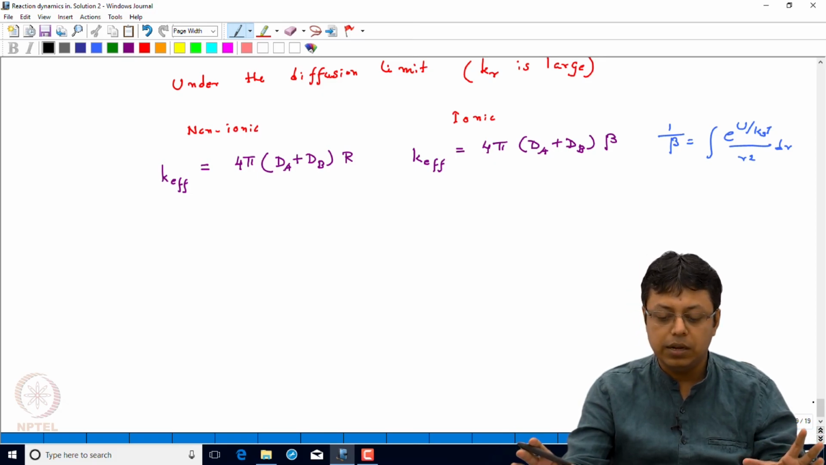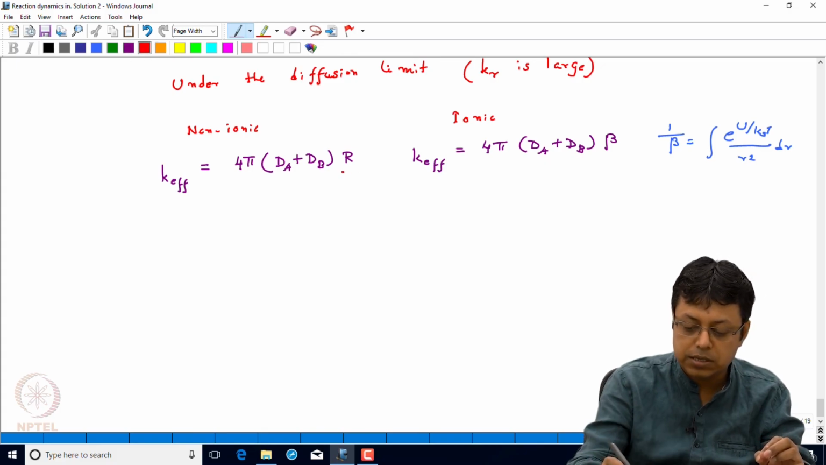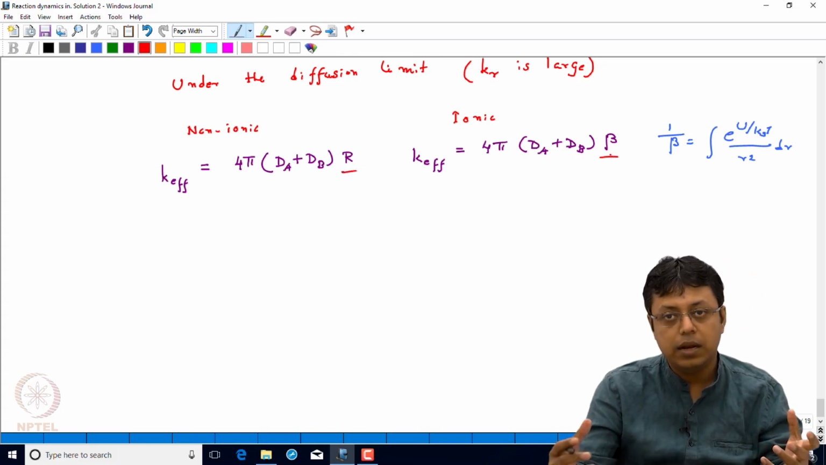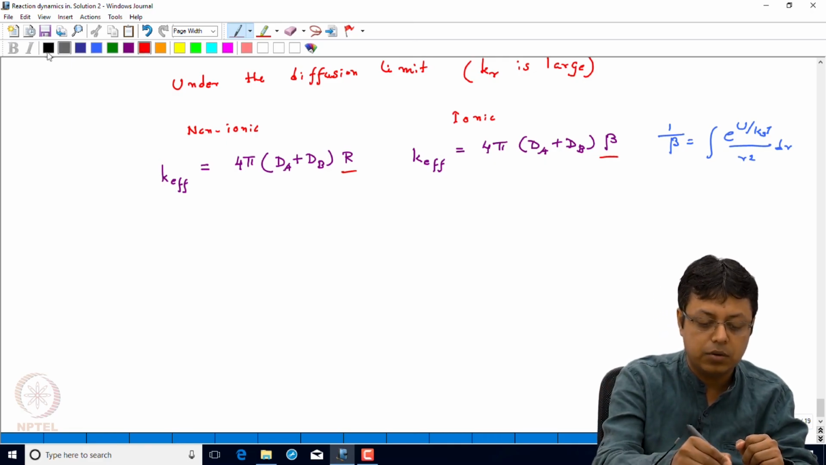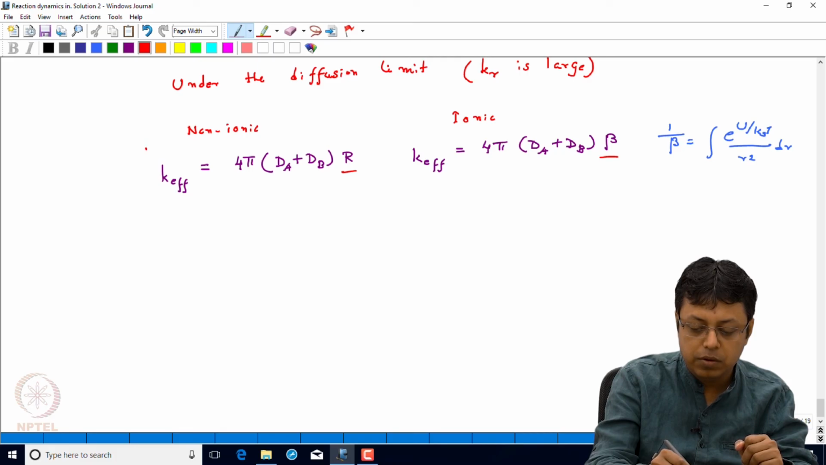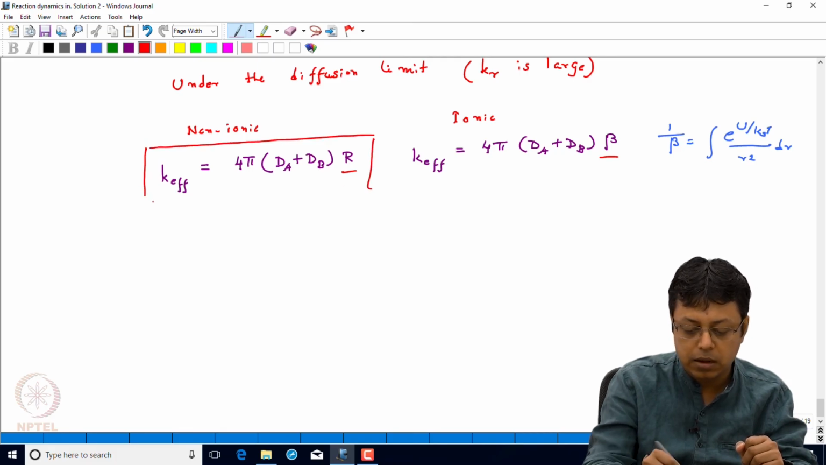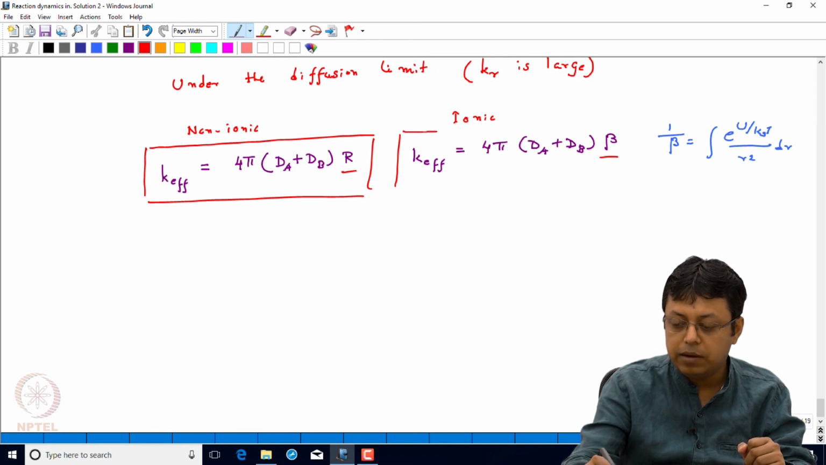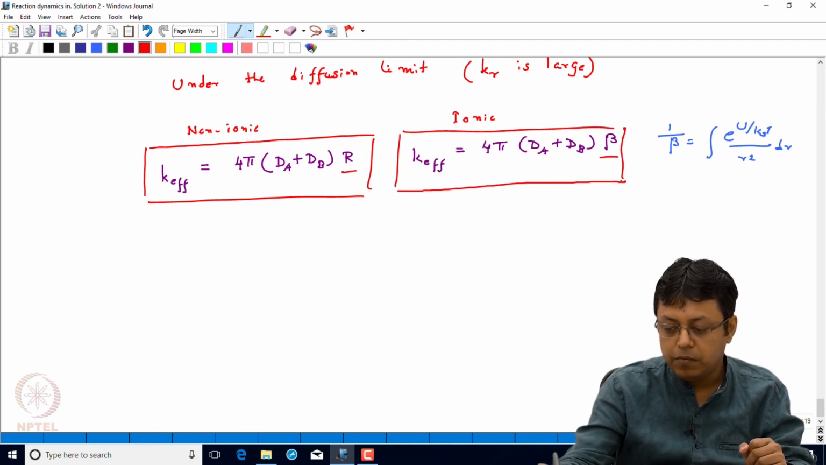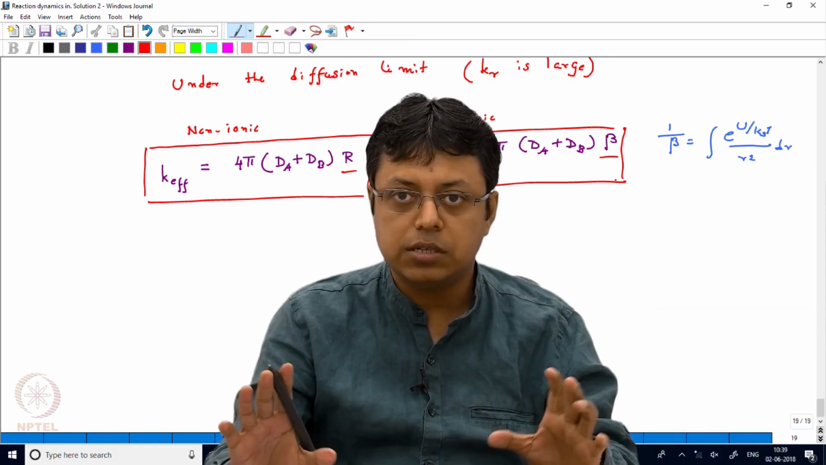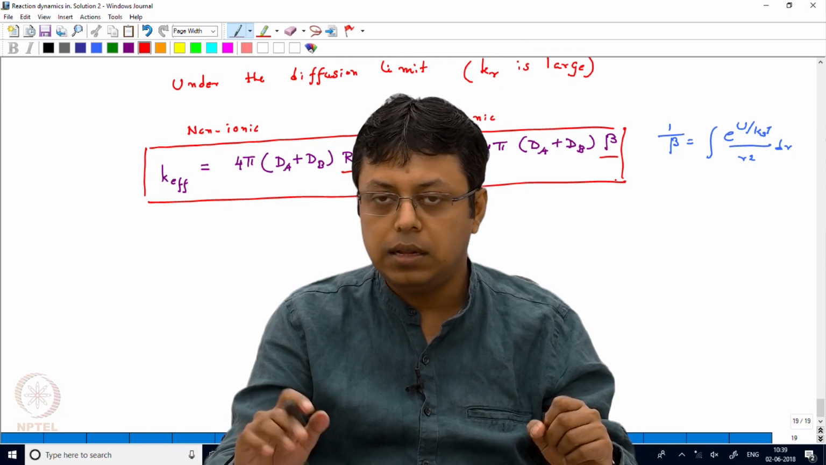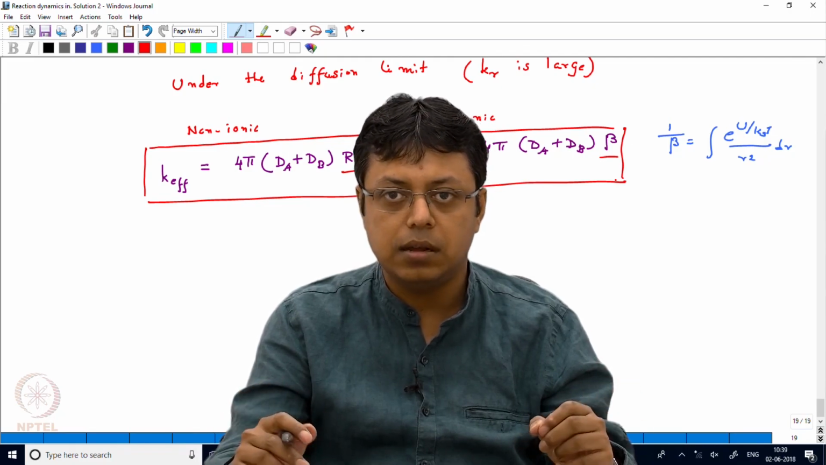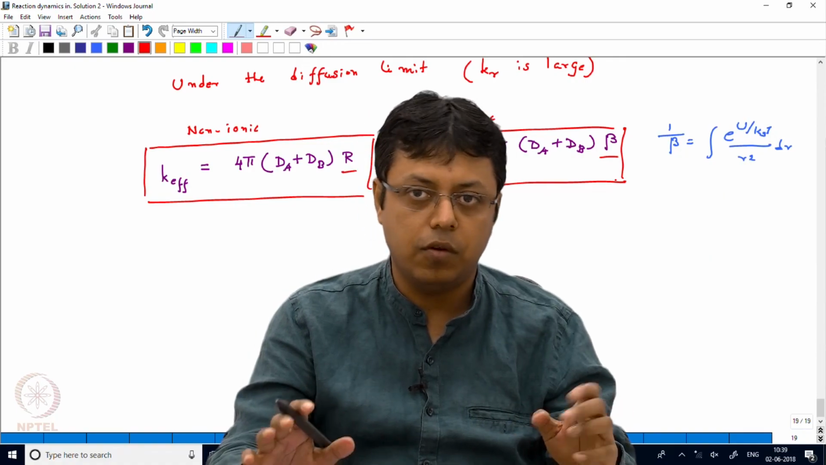So we see the only difference between these two equations is that in one case we have included the electrostatic potential, and in the other case it is simply the distance of the contact pairs, the center to center distance. Thus we have shown how one can mathematically develop the effective rate constant under the diffusion limit for ionic and non-ionic species. We'll just conclude our discussion on the reaction dynamics in solution here, and then we'll summarize the entire portion that we have covered. Thank you.